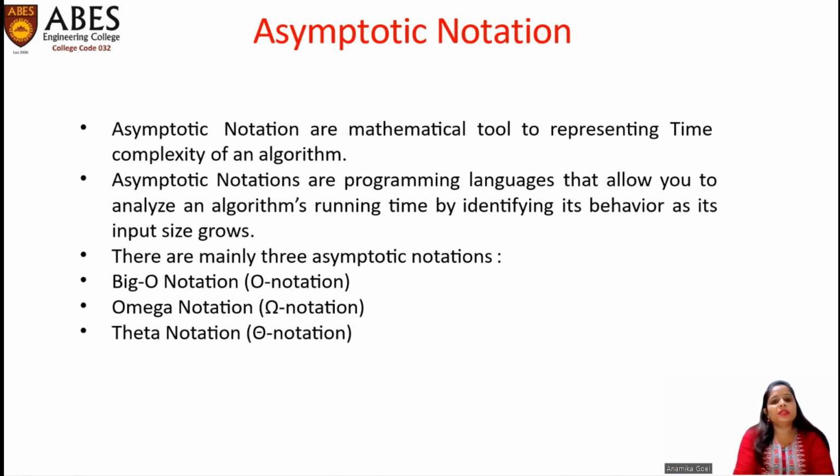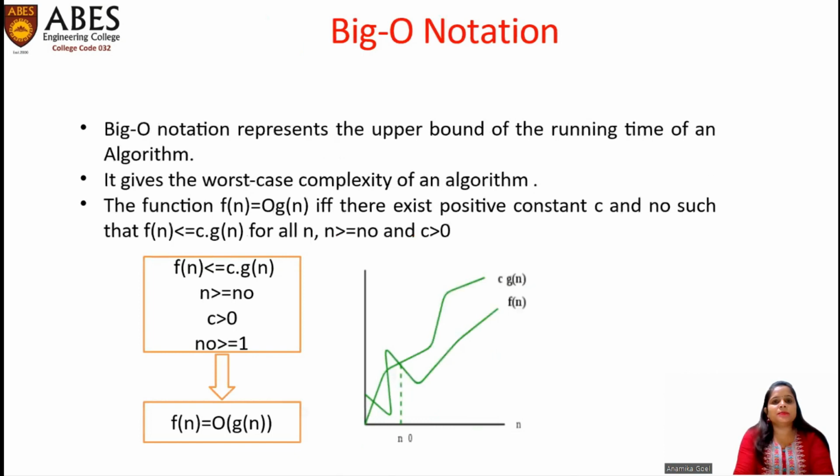Here we have three asymptotic notations. The first one is Big O notation, then omega notation, and theta notation. Let's discuss each one in detail. First, we'll discuss Big O notation. It is the most frequently used notation to measure the time complexity of an algorithm. It is also known as the upper bound of an algorithm. Big O notation is basically used to represent the worst case time complexity of an algorithm.